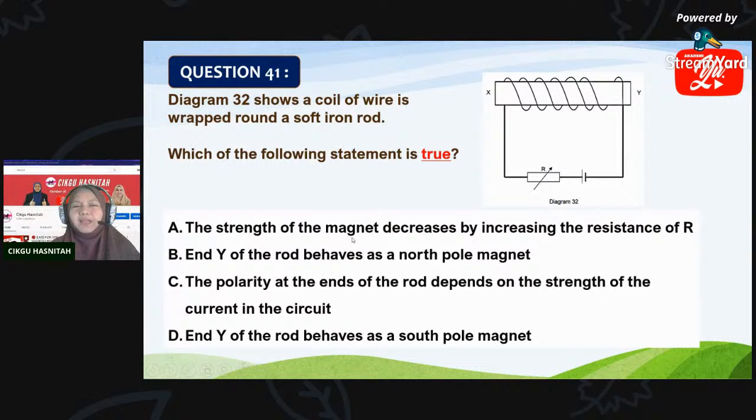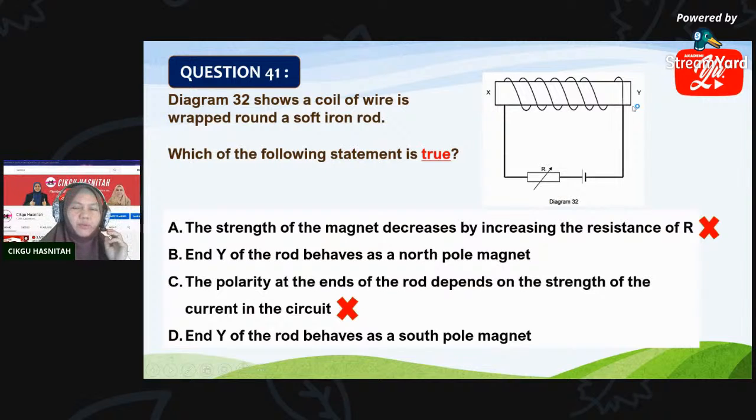So actually, if you look at the statements, there are 2 statements which you can reject. The first statement, which is totally wrong, and also the third statement, which is C, because the polarity does not depend on the strength of the current. So it is either B or D. Look at end Y. Is it a north or south pole? So how to determine whether Y is a north or south pole? What rule can we apply here in order to determine the polarity at end X or end Y?